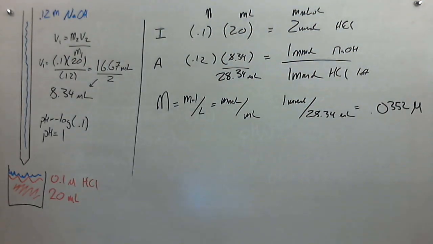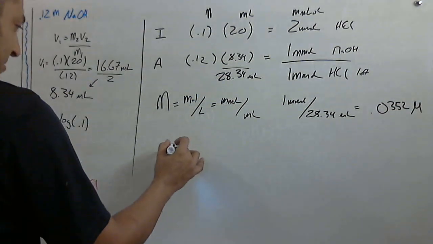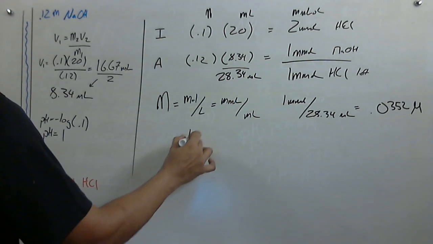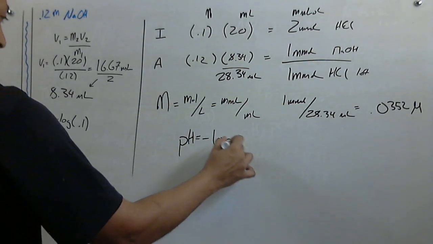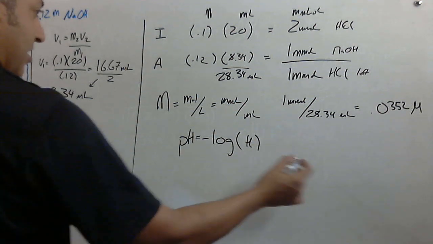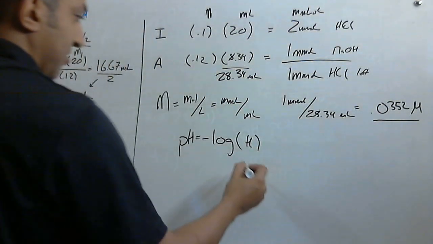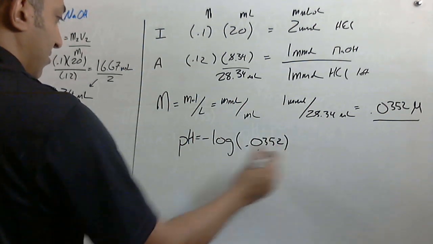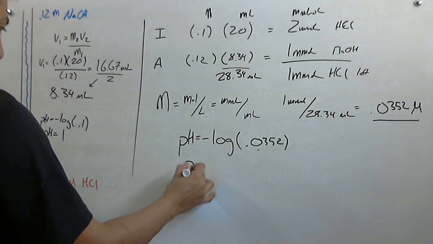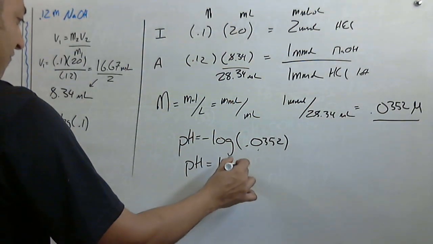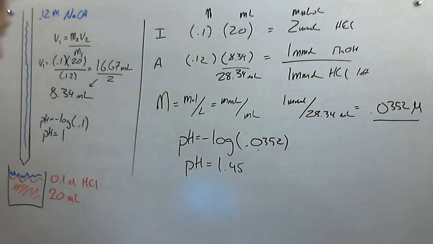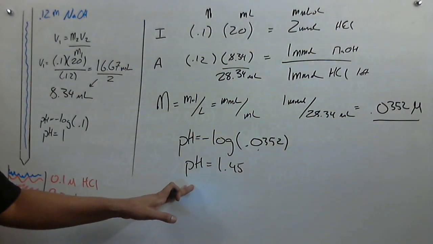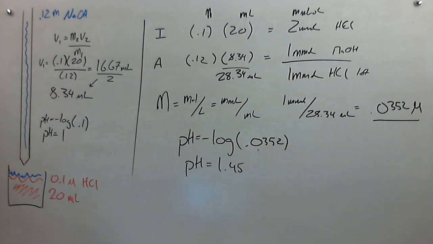So we're going to take that and put it in our strong acid formula. pH equals negative log of our H concentration. This is our H concentration, so let's go ahead and put that right here. 0.0352. And we're going to get a pH now of about 1.45. And that makes sense, because before we added any base, we had a pH of 1. Now we've got a pH of 1.45 after adding half the equivalence point.